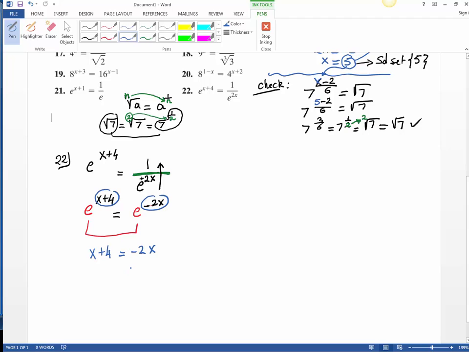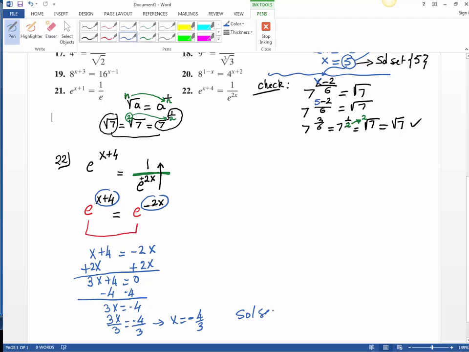Now let's solve for x by adding a 2x to both sides. So we have 3x plus 4 equal to 0. Now subtract a 4, and we have 3x is negative 4. Divide by 3, and we have that x is negative 4/3. And the solution set is going to be negative 4/3, and you should technically check that both sides are matching by replacing x by negative 4/3 here and there as well.